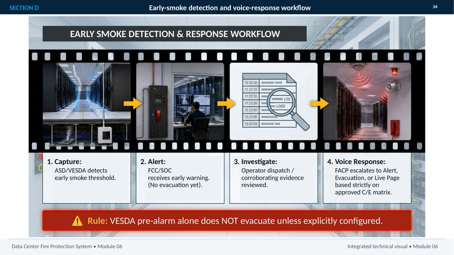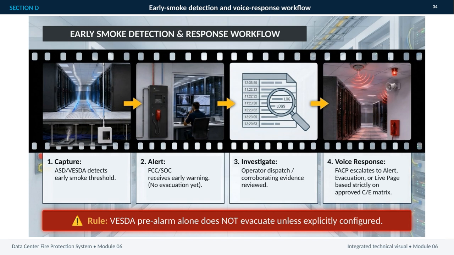First, an ASD or VESTA system detects smoke at an early threshold. That signal is then sent to the FCC or SOC, which receives the warning and begins the response process, but does not initiate evacuation at this stage. Next, an operator investigates. That may include dispatching personnel and reviewing corroborating evidence to determine whether the signal represents a genuine fire condition or requires further verification.